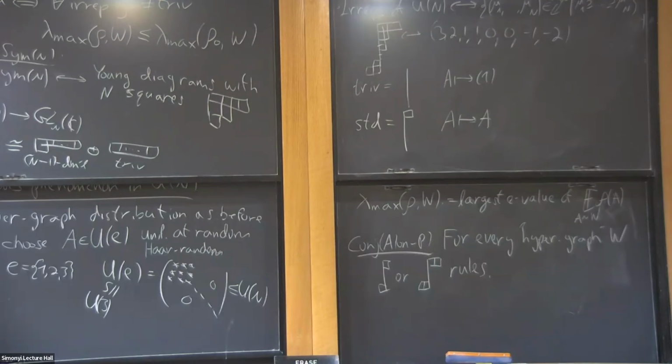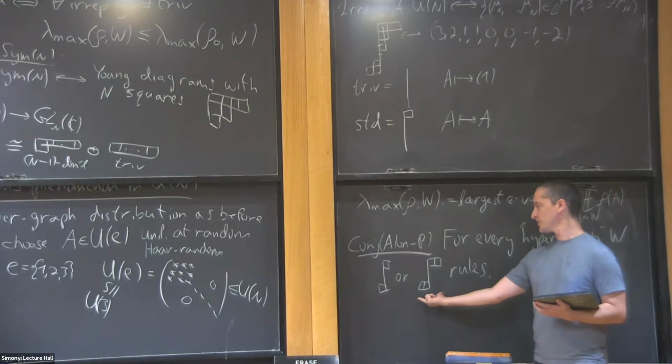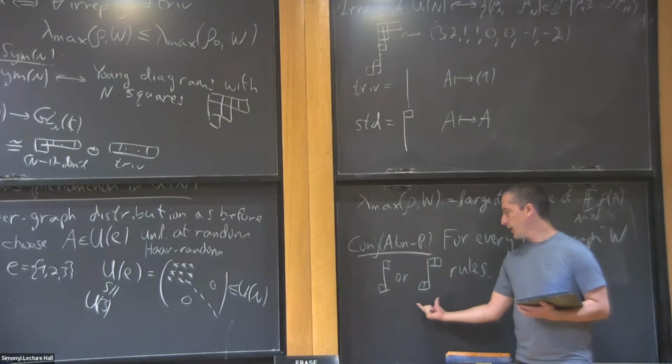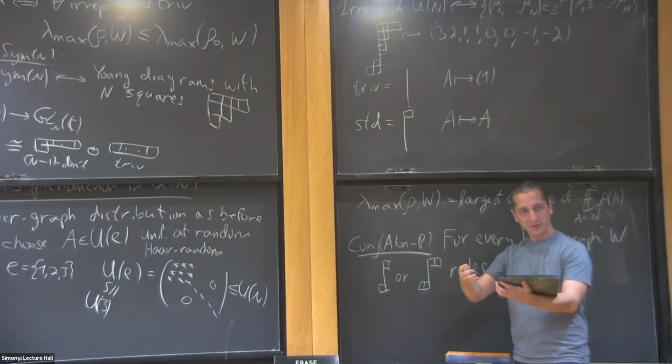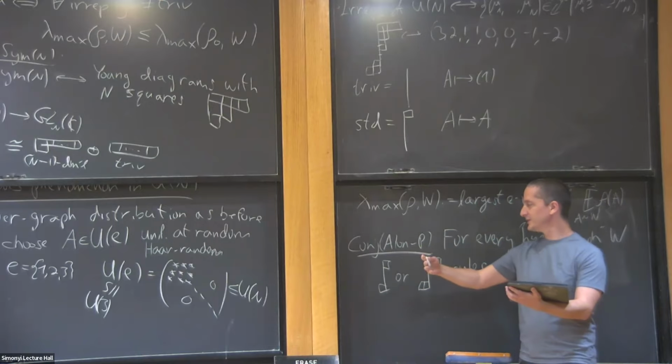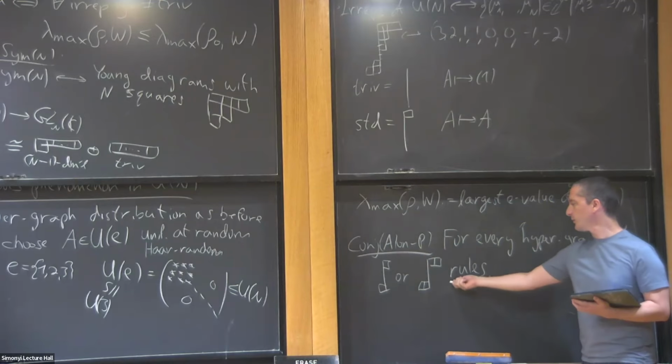Yeah. So just again, perhaps I don't want to write it, I'll just say again what it means. If we take the maximum eigenvalue of this representation with respect to W, and the largest one of this one, and now we take the maximum of these two, this is going to be larger than the maximum eigenvalue of any other non-trivial representation. This is what rules means.